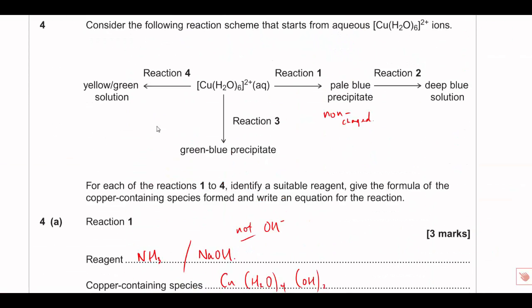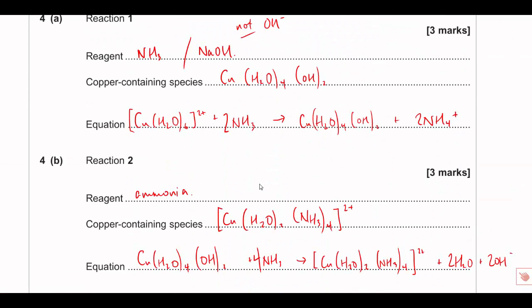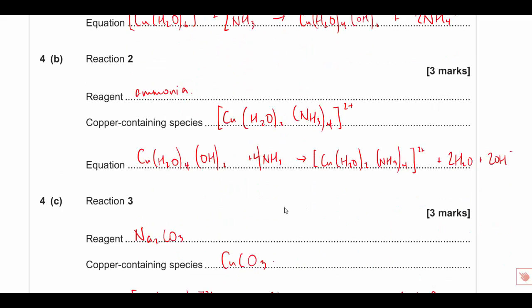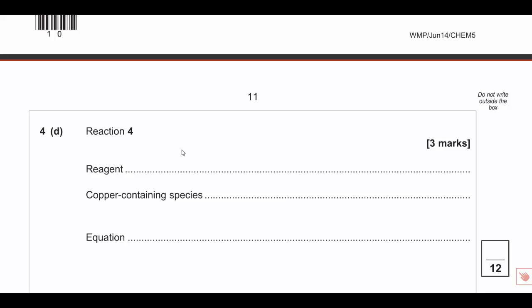Reaction 4, the final one, we're going from the copper 2 plus to a yellow-green solution. Right, so they're going the next way now, and we're going to react it with HCl. What we're forming is not copper chloride, but the tetrachloride there, which is going to be 2 minus. Starting again, Cu(H2O)6 2 plus.